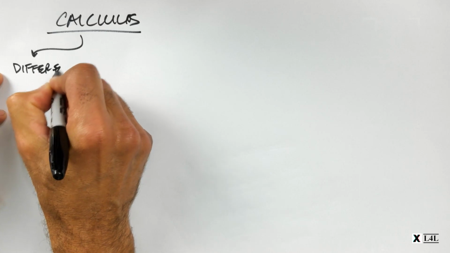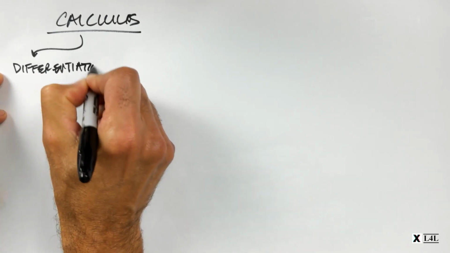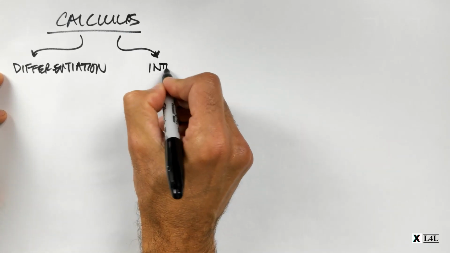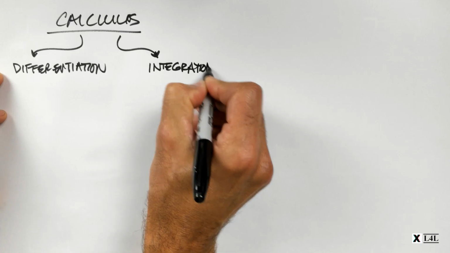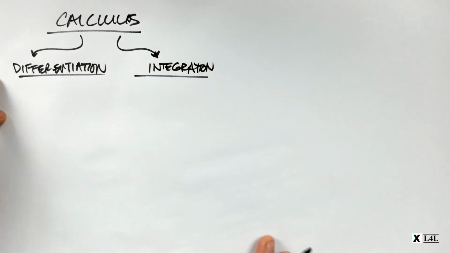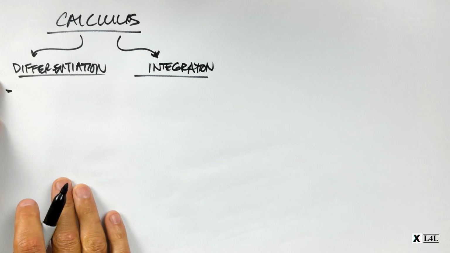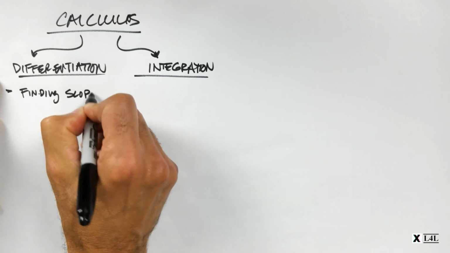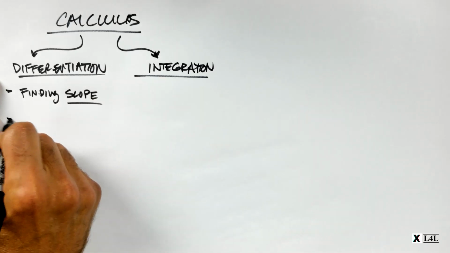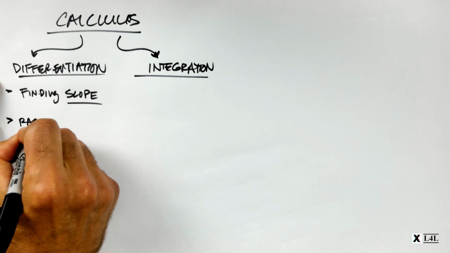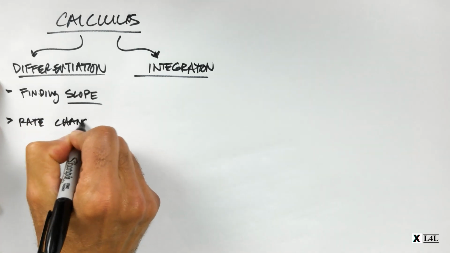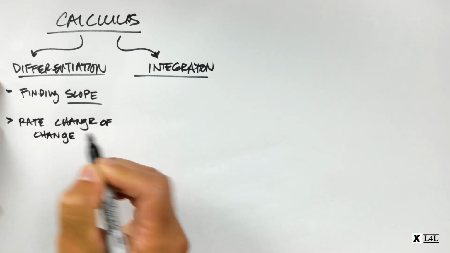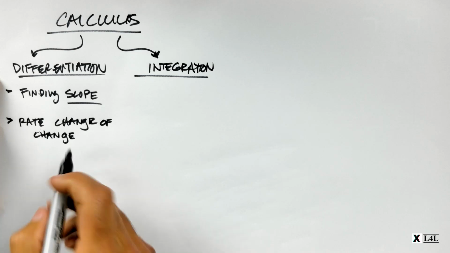differentiation, and integration. You guys will find that I'm a terrible speller. Okay? So differentiation is really all about finding the slope. Or another way of putting this would be to say the rate of change that is occurring between the two variables in the function. Okay, so the rate of change.